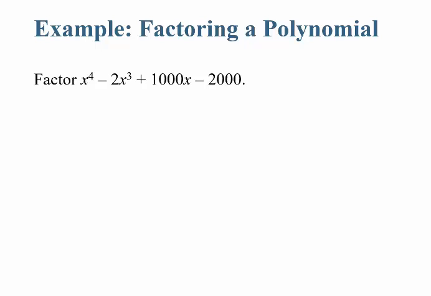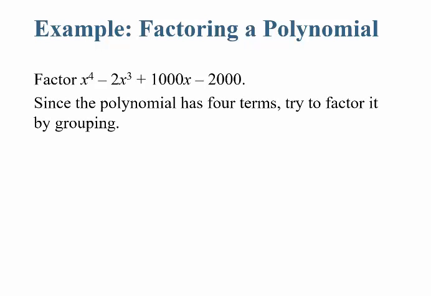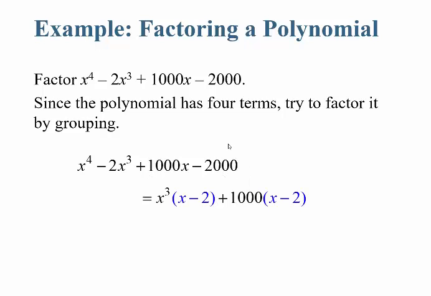All right, let's try this one, this crazy one here. x to the 4th minus 2x cubed plus 1000x minus 2000. Since the polynomial has 4 terms, try to factor it by grouping. So you're going to group the first 2 terms together. You're going to factor out an x cubed. You're going to group the second 2 terms together. You're going to factor out 1000.